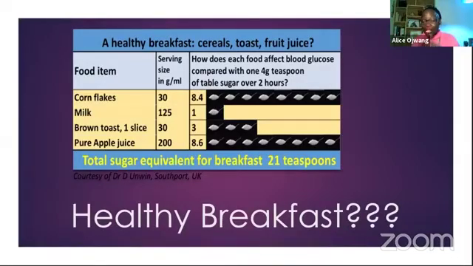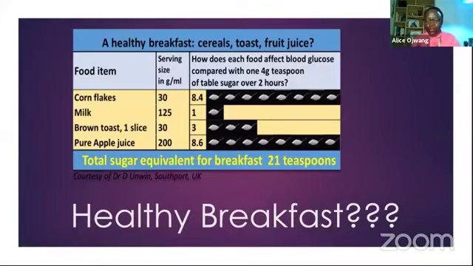120 ml of milk will give you 1 teaspoon of sugar. Remember, I told you dairy has carbohydrates, but it's not as high. When you have 1 slice of bread, that will give you about 30 grams of carbohydrates. That is 3 teaspoons of sugar. Pure apple juice, if you take 100% apple juice, just 200 ml, which is just a glass, that's going to give you 8.6 teaspoons of sugar.